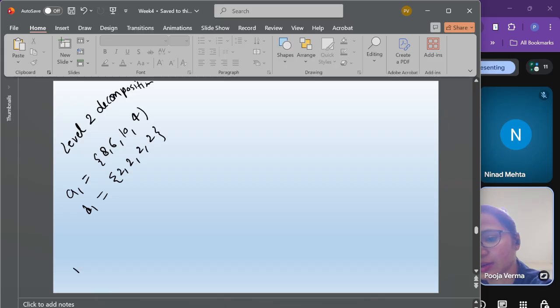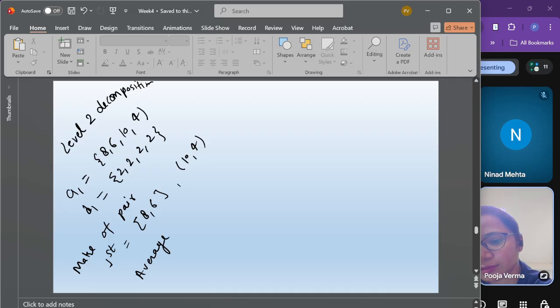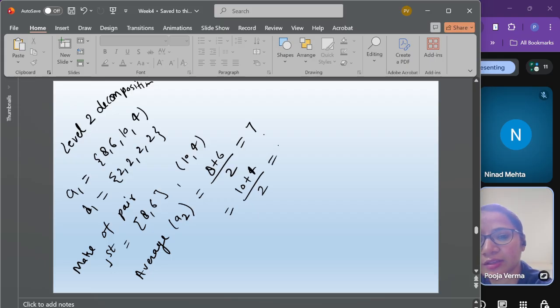Now make a pair of adjacent values. So first one for this one 8, 6 and 10, 4. So first we will now find out averages, that is A2. So here 8 plus 6 divided by 2. So here you will get 7, and next one is 10 plus 4 divided by 2 is again 7.